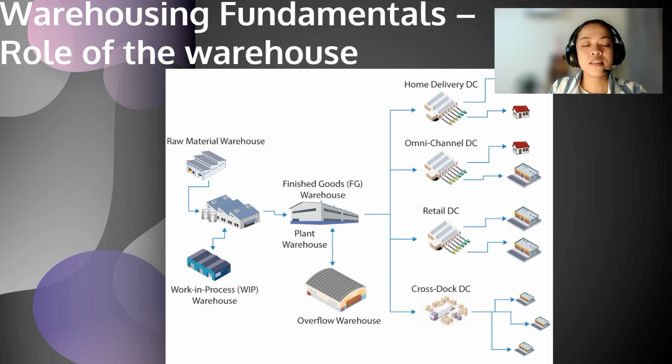Distribution center warehouses are located much closer to the customer base than plant warehouses. They receive product from many plant warehouses and serve customers with same or next day delivery. The delivery point for the distribution center determines its name. It could be home delivery, omnichannel, retail, or cross-dock.